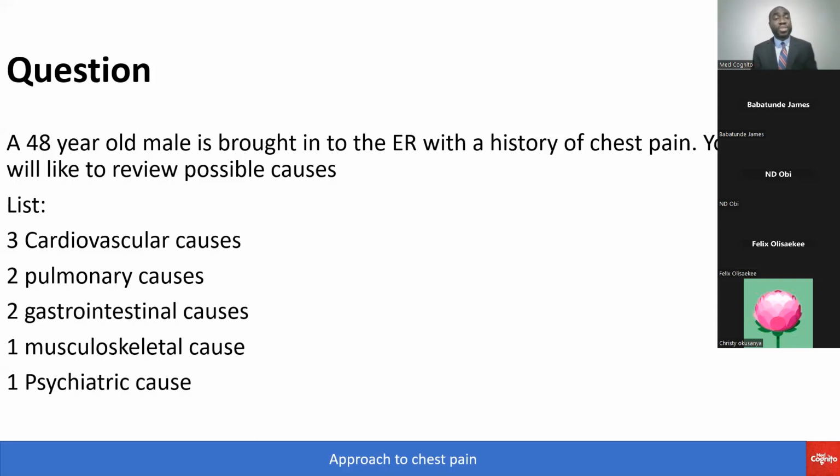Remember that I've also been saying that whenever you're preparing for an exam and they ask for differentials and the rest, make sure that you're listing the life-threatening causes first, all right? So Dr. Akano, can you give me at least maybe one or two life-threatening causes of cardiovascular chest pain, like chest pain as a result of a cardiovascular condition? Can you give me something like that, please?